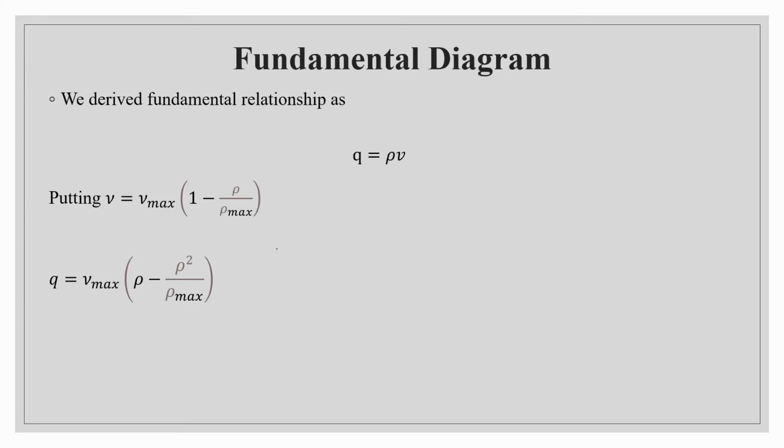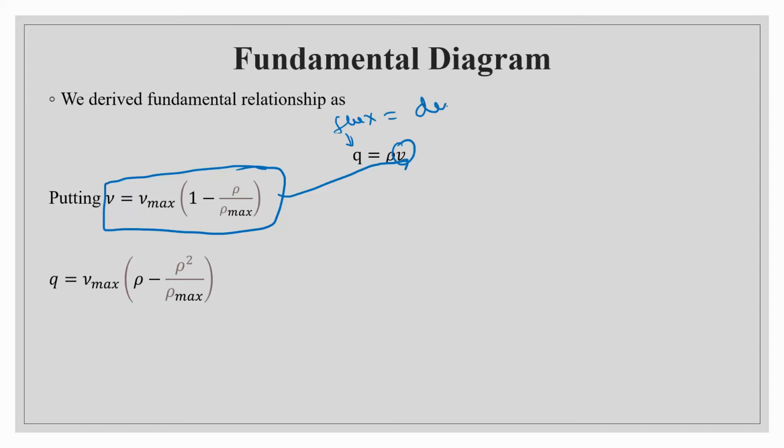As I have told you, this is the function which Green-Shield gave. Now if I put this value over here, because we know that the flux is equal to density into velocity, which we derived in our previous class. Now if I put this V over here, what will I get? I will get this one. Is it okay? If I put this V and multiply by rho, I will get this. Now let us do some calculus.